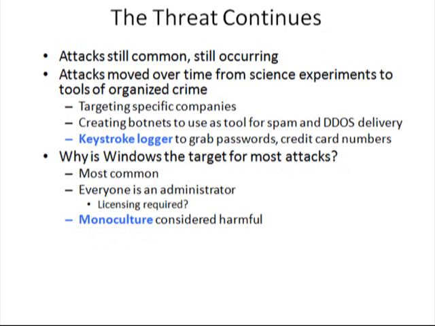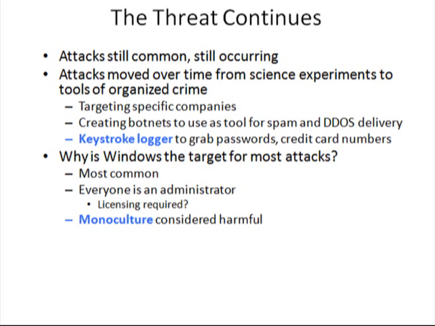Attacks are still common and they are still occurring, even though security is best provided by the vendors. Attacks have in fact moved over time from science experiments to tools of organized crime. Now, what do we mean by organized crime? In organized crime, specific companies are targeted. Sometimes botnets are created to be used as a tool for spam and DDoS delivery. And a keystroke logger is sometimes used to grab passwords as well as credit card numbers.